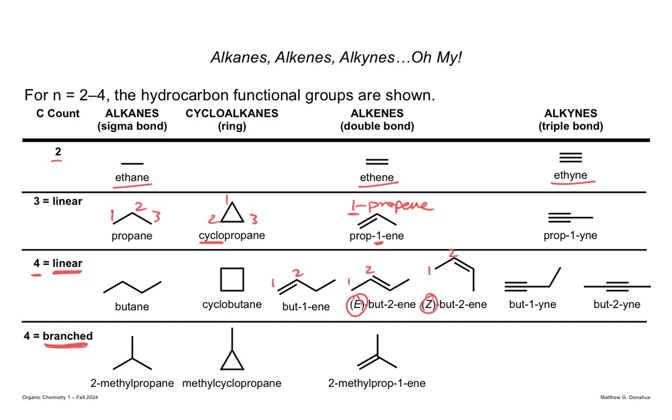So for the branched isomers, now we've reduced the longest chain and we're making these substituents. So for C4, we have 2-methylpropane. For the ring, we have methylcyclopropane. And then for the alkene, 2-methyl-1-propene. For the alkynes, there's no branched ones. Any questions?